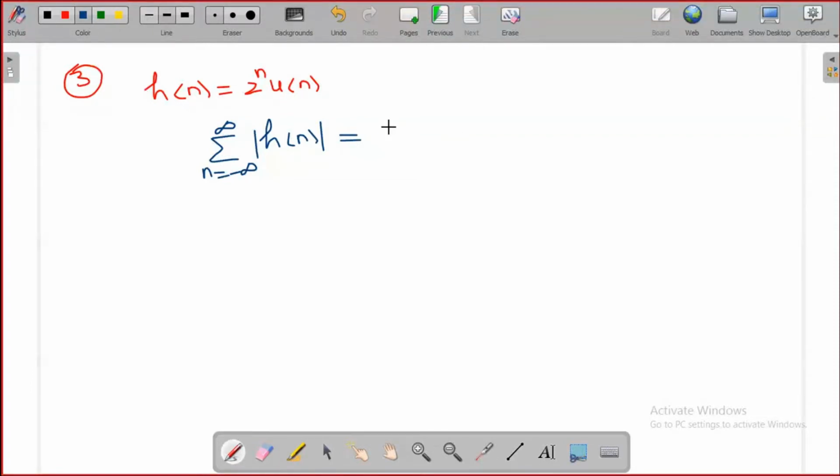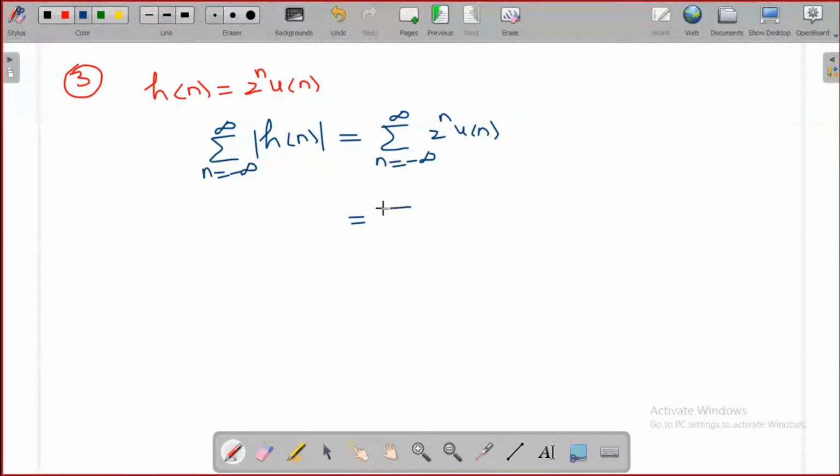Which is summation n from minus infinity to plus infinity 2 power n into u of n. Okay. Since the 2 power n is multiplied with the u of n, this product has a non-zero value in the positive portion. In the negative time instance, this product becomes 0 because the u of n is 0 for negative time. So 0 into 2 power n is simply 0.